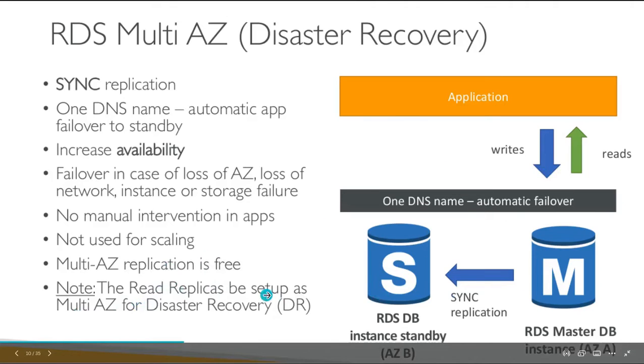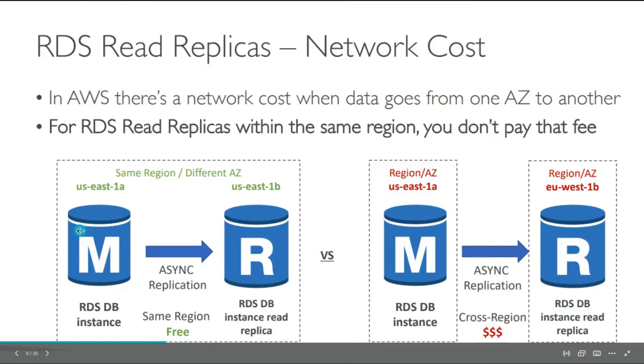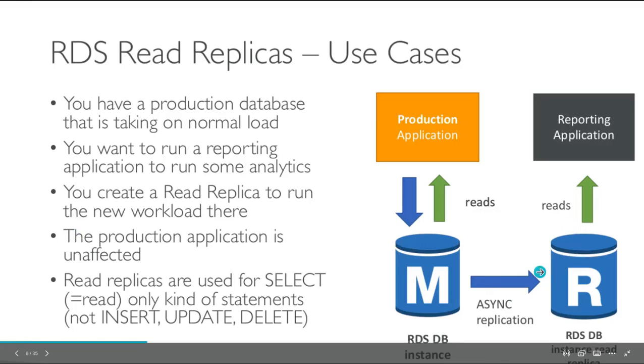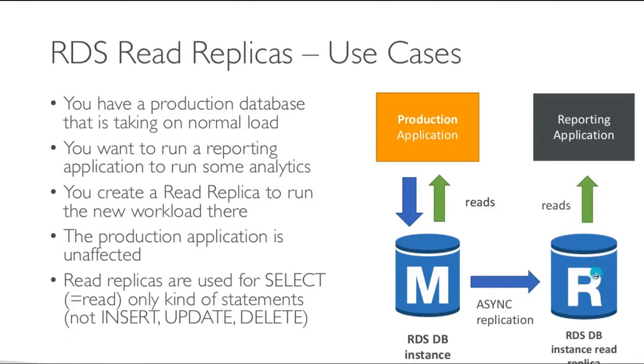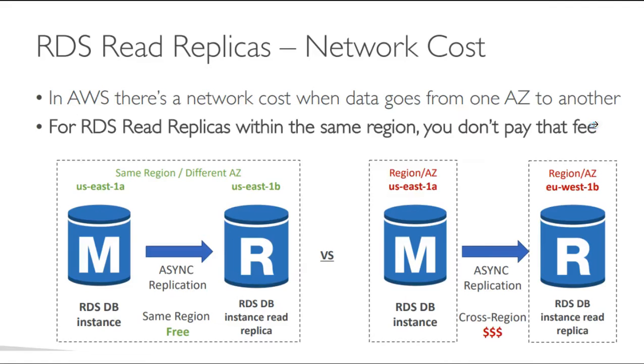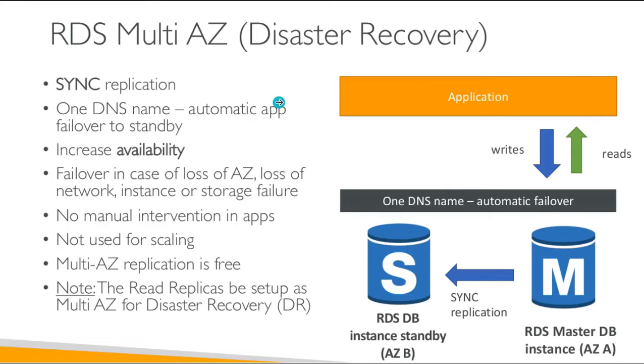So read replicas can be set up for multi-AZ. You know why read replica is used, right? To increase the performance. But you can also have multi-AZ for read replica, which means a read replica also has a standby instance of itself, which will be a very strong architecture, but it will cost you a lot of money. Okay.